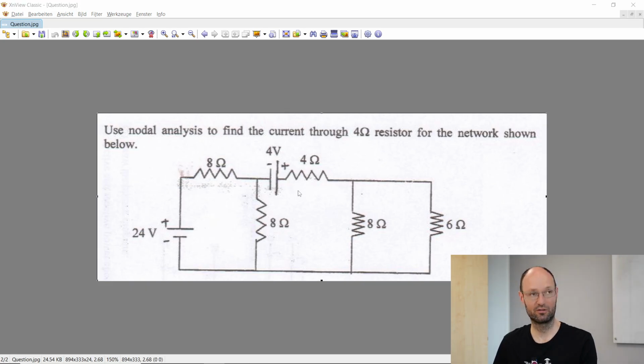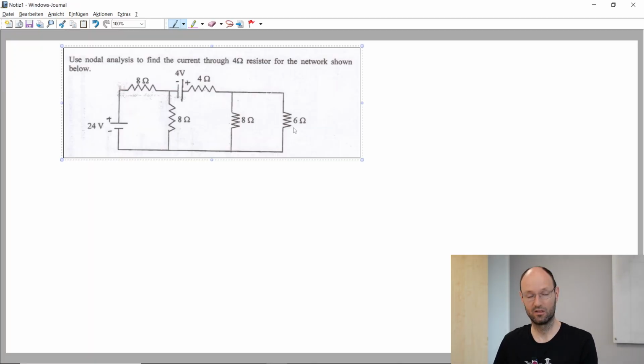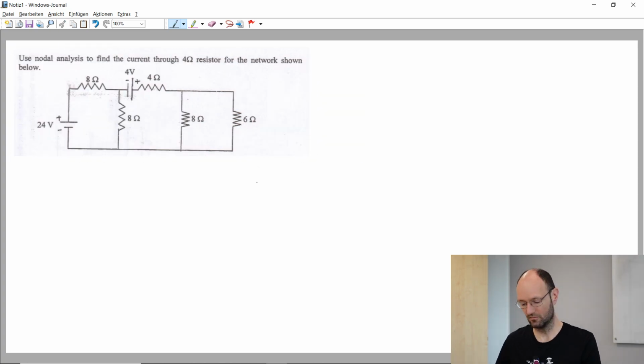So I will try to copy this and paste it into my drawing program. The first thing I would like to do is add these soldering dots everywhere, because from my point of view they are missing and are important. And let's define that the current through this 4 ohm resistor that we are looking for should point in this direction. It's more or less an arbitrary choice, but okay, so this is the current that we are looking for.